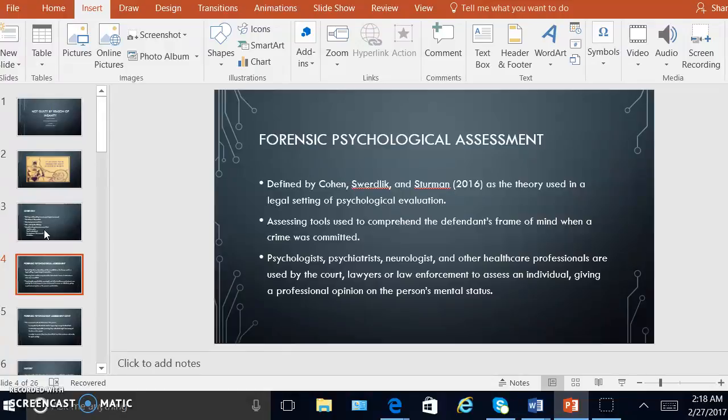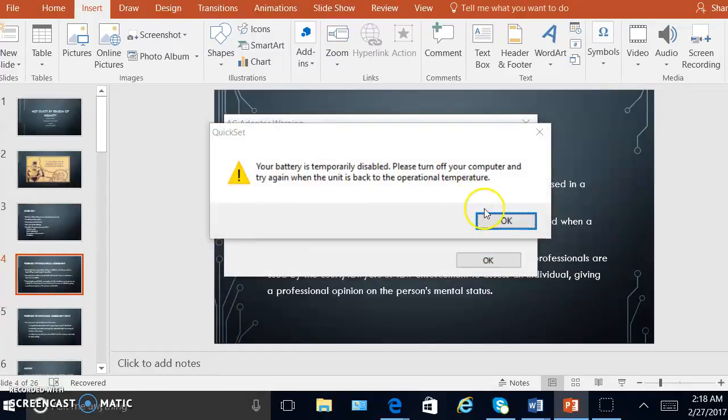Forensic psychological assessment is a theory used in legal settings of psychological evaluations.